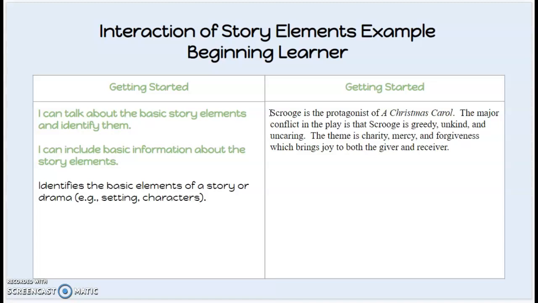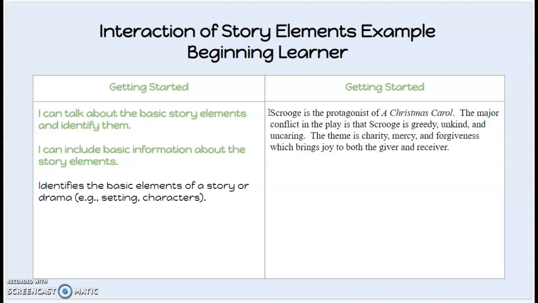Keep in mind that the question asks, how do Odin's actions help develop the theme? So you have to think of all the story elements included with Odin's actions and how it develops the theme. Okay, as we see in this example with Scrooge, this student just listed the theme but didn't explain any of Scrooge's actions and how and why they developed the theme.